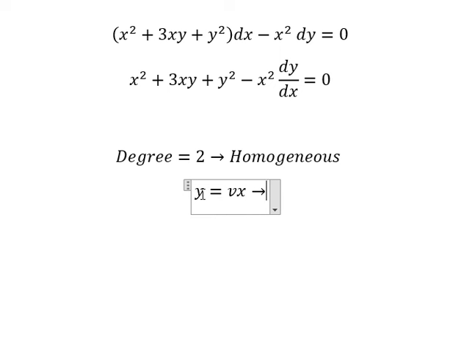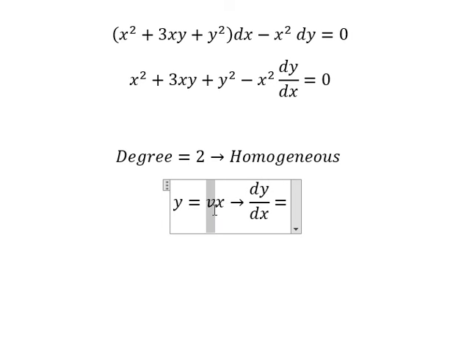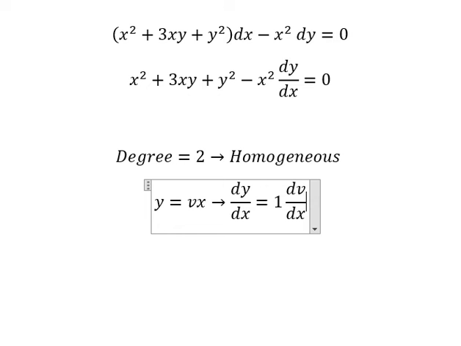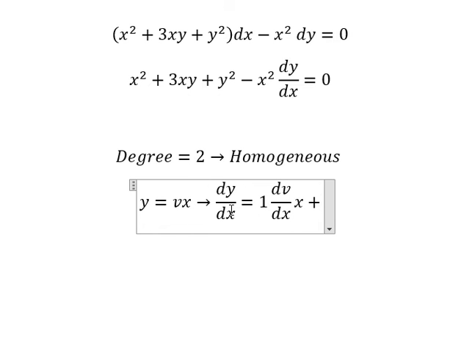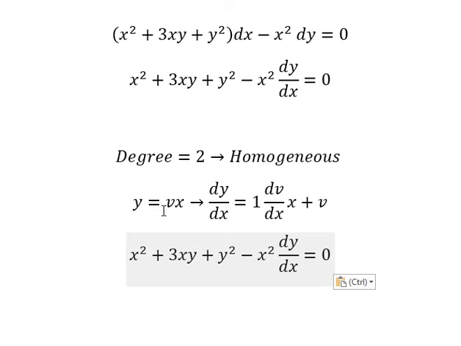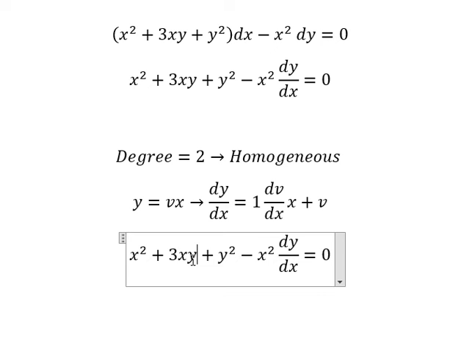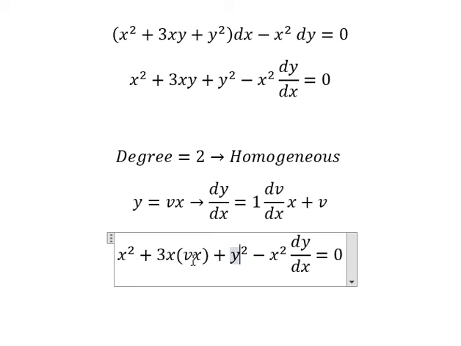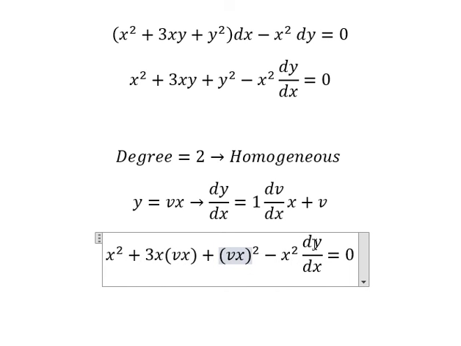Later we need to do first the derivative for both sides, and we have dy over dx. First the derivative of v, we have number 1, dv over dx multiplied by x. First the derivative of x, we have number 1, so we have v. So y we change by vx. This one we change by this one.